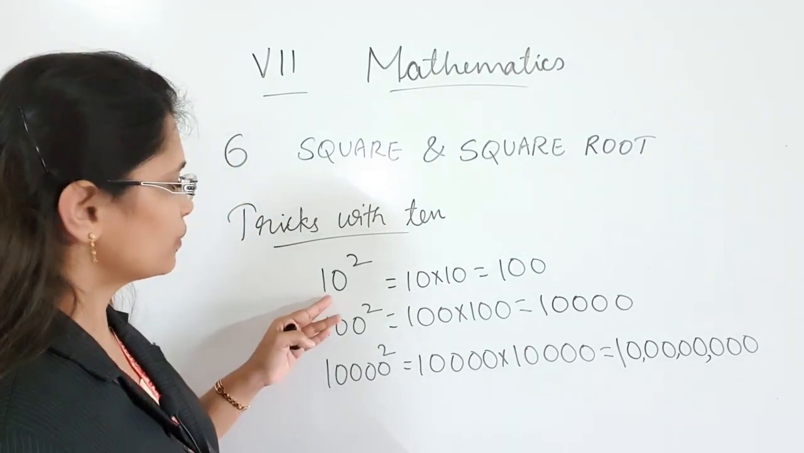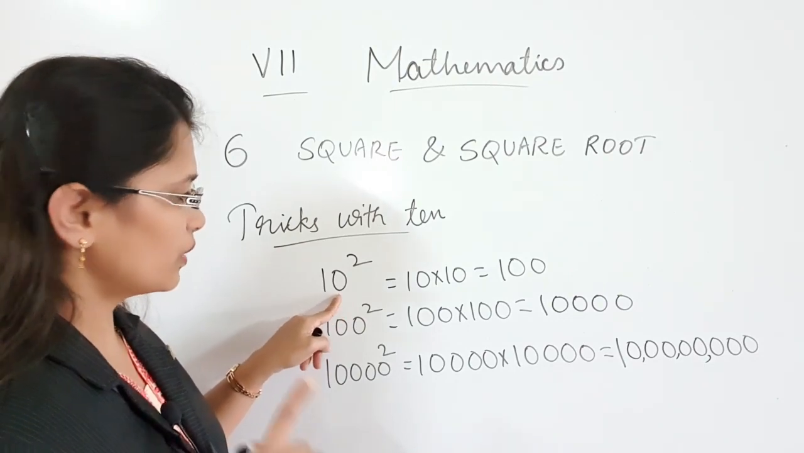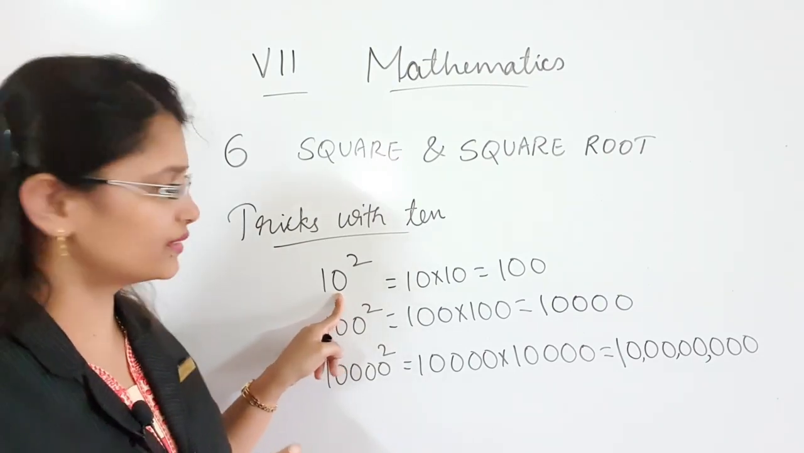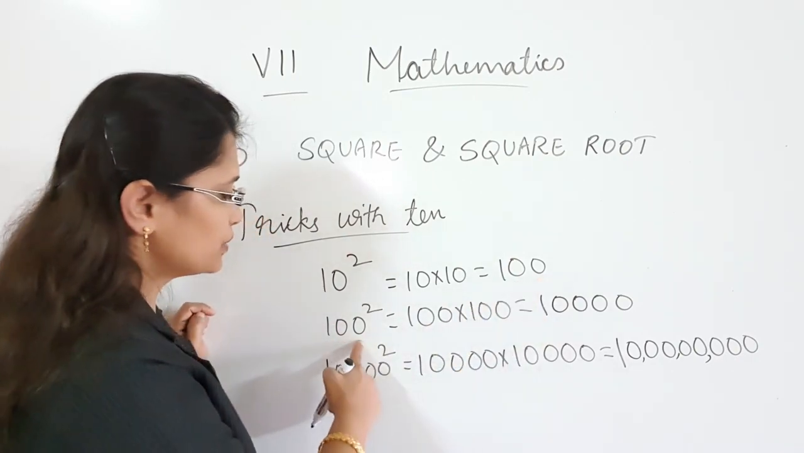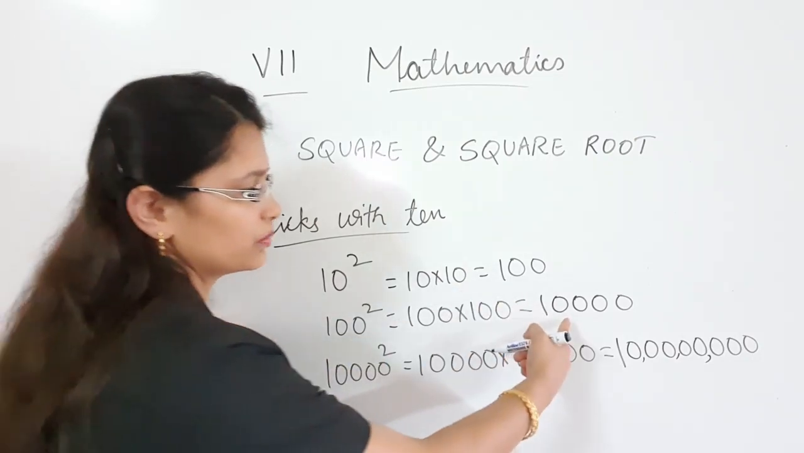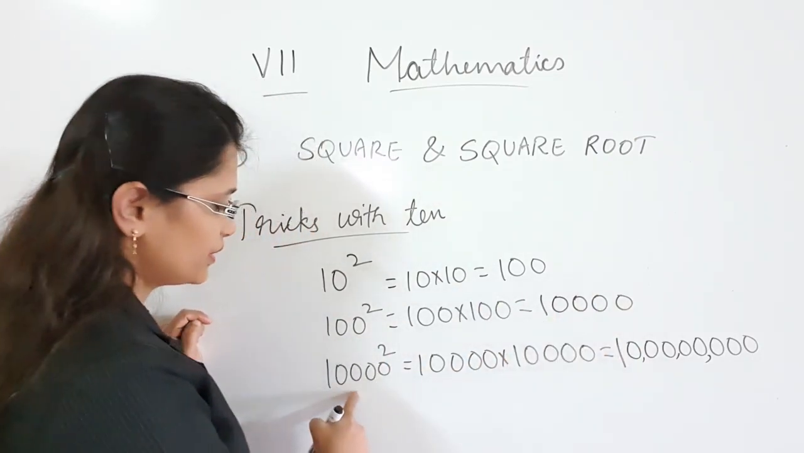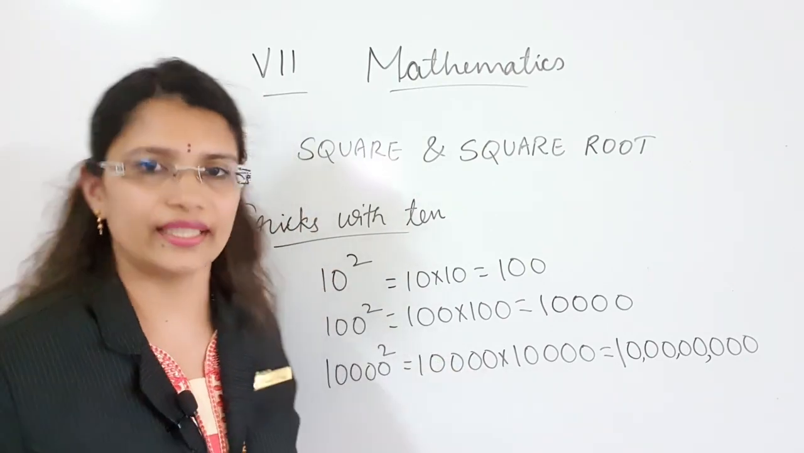So, children, look at this. In 10, how many zeros are there? Only 1 zero, right? In 100 there are 2 zeros. Double means 2 times. So if it is 2 here, it must be 4 here. And if it is 4, it must be 4 into 2 is equal to 8.